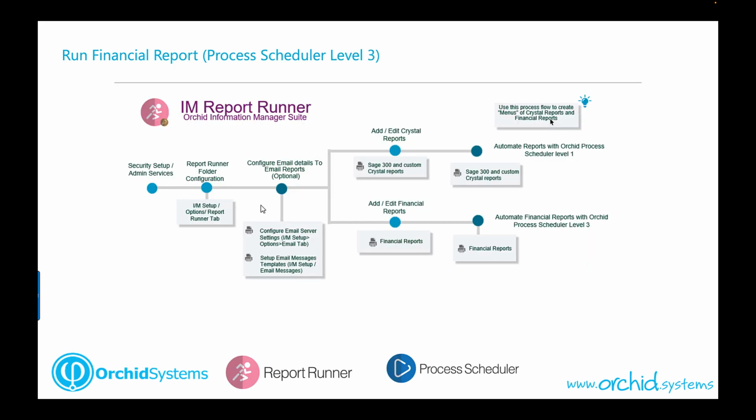You can find the steps to configure Report Runner in the online help, as well as the visual process flow is a summary of the steps that you need. Configure your customization directory, add the reports to the menu in Information Manager Report Runner, and you can then run them and set up Process Scheduler as we've discussed previously.